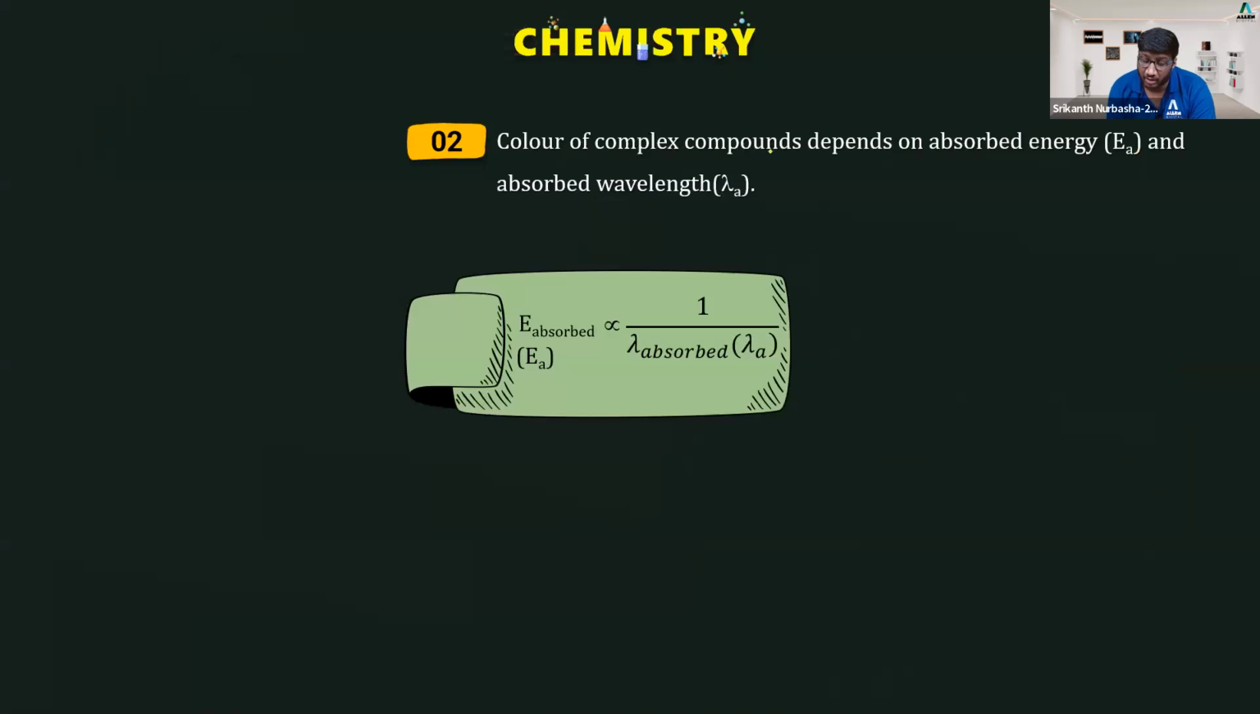So the color of complex compounds depends on the absorbed energy and absorbed wavelength.